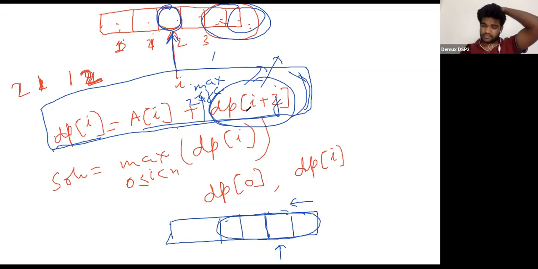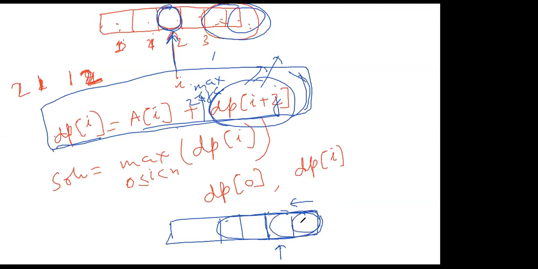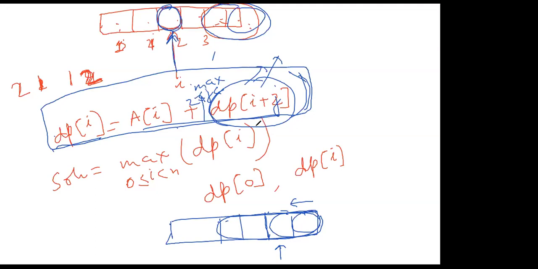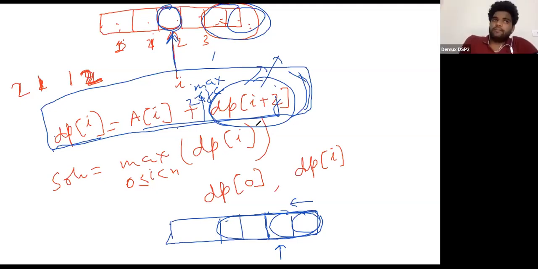Simran, do you understand this? Because we are building it from the right, from the smallest to the biggest. Yes, sir. We are already storing the maximum value at I plus 2 location, so it will always be the maximum for that I plus 2 subarray. Yeah, you could store the maximum basically.